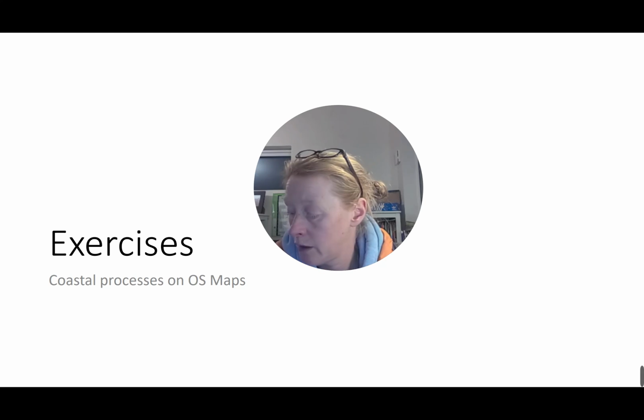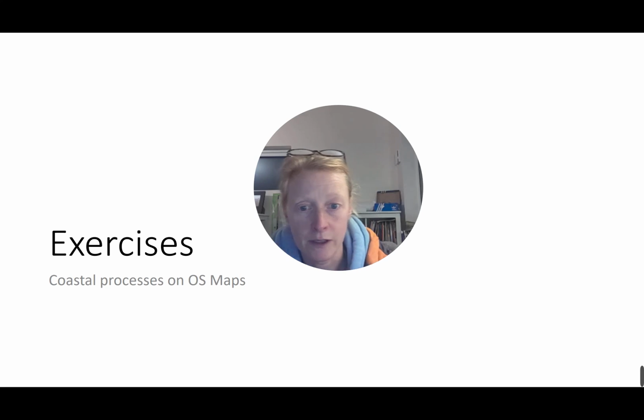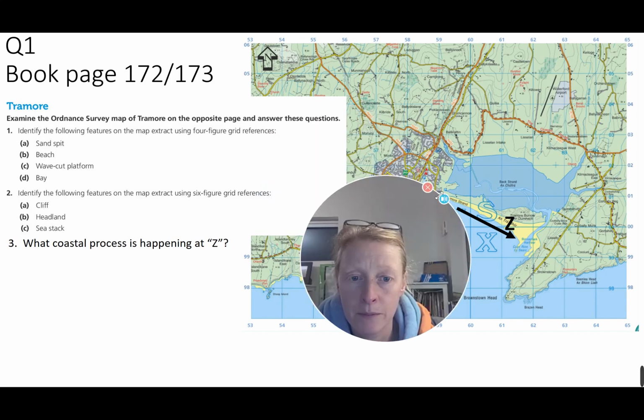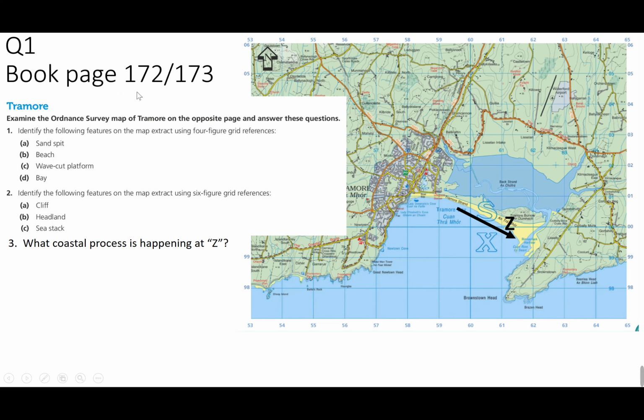Basically, all I'm going to do now is talk through how you answer those exercises. You're going to find it difficult to answer them properly unless you watch this. Okay, so the first question, you'll find this map in your book, page 172, and the first 2 questions opposite it, and I've added a 3rd question. So examine the Ordnance Survey map.